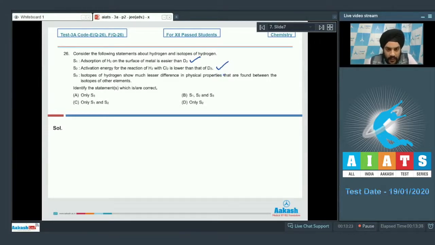with Cl2. If you talk about S3 now, isotopes of hydrogen show much lesser difference in the physical properties than that found between the isotopes of the other elements. So this is an incorrect statement, students. The difference in physical properties of isotopes is maximum for H. So why is this the case, students? The difference is maximum for H because the percentage difference in mass is greatest for hydrogen.